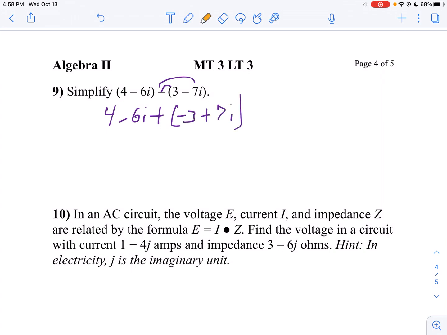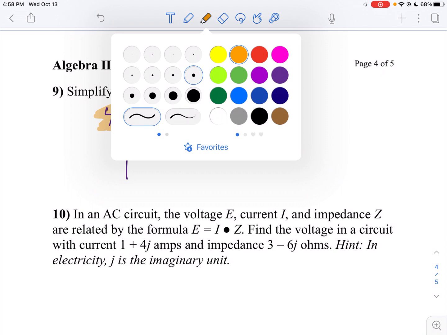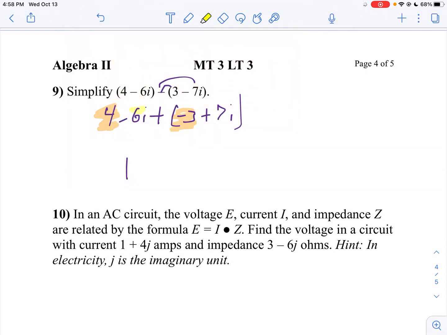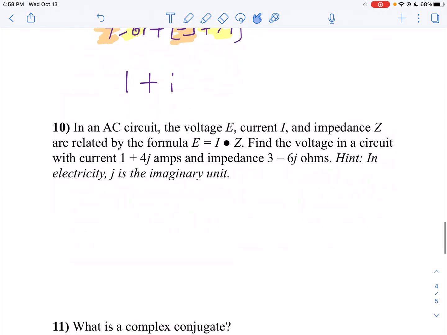Now I can combine my real parts. So I've got 4 and negative 3. 4 plus negative 3, well, that's 1. And then I'll combine my imaginary parts. So I'll say negative 6i plus 7i. Well, that's just 1i, so plus i. So when you add or subtract complex numbers, we add or subtract the real parts, and we add or subtract the imaginary parts.